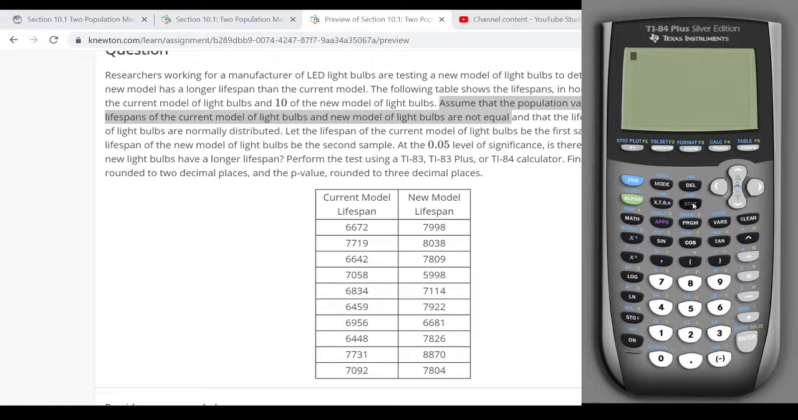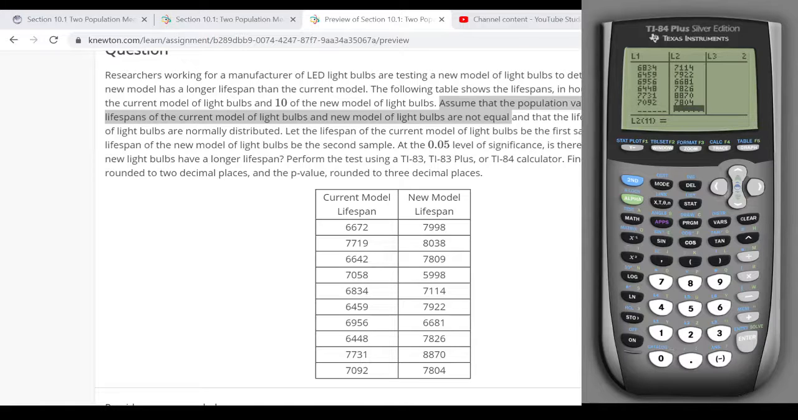You hit stat, edit, and then I'll just do this down L1 and L2. Down L1, I'm going to enter the sample data, the lifespan of the current model. So we have 6,672 hours for one bulb, and I'm going to pause it and come back when all 20 of these are entered. I'm going to enter 10 down list 1 for the current model lifespans, and the other 10 new model lifespans I'm going to enter down list 2.